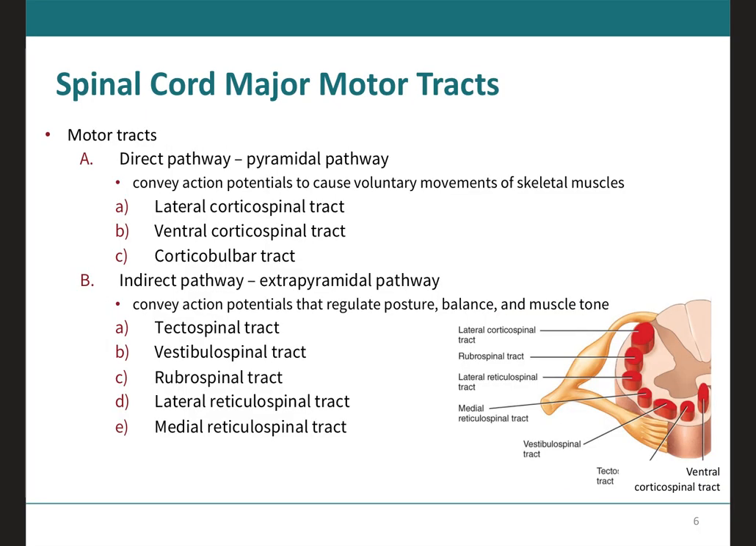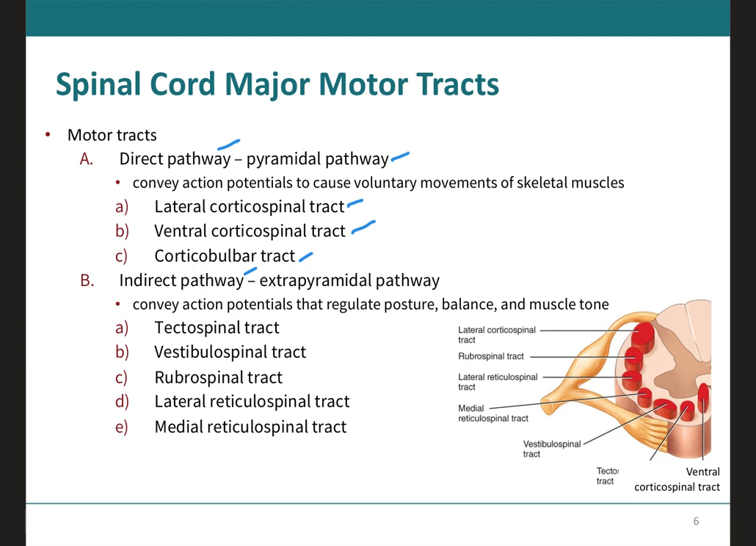Here we have the motor tracts. So the motor output to the skeletal muscles will travel down the spinal cord in two different types of descending pathways. We're going to have what we call the direct pathway and the indirect pathway. The direct motor pathway can be called the pyramidal pathway, which will include the lateral corticospinal, the ventral corticospinal, and the corticobulbar tracts. Now notice how now the name is opposite.